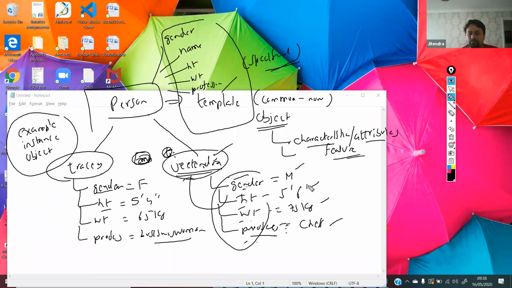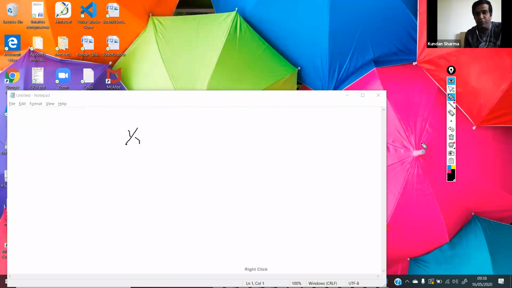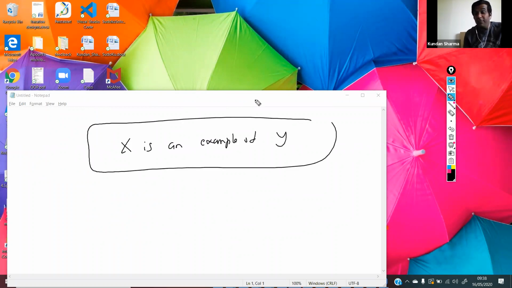So class is, I would say, something like a blueprint which has the specification. Sorry, a class is a template, and everything which is an example of that class, we call an object. In simple words, if I say X is an example of Y, one of them is a class, one of them is an object. So always I say Y is a class and X we will call an object.